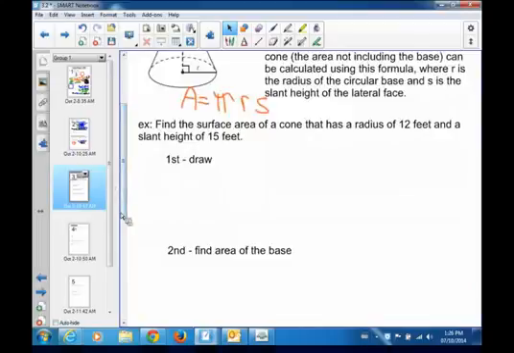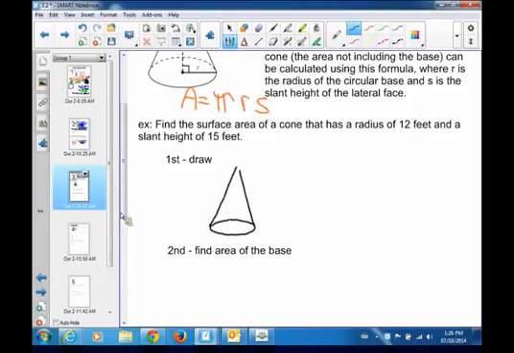Find the surface area of a cone. It has a radius of 12 feet. Slant height, 15 feet. I want to draw this first. Draw it. So that's what we're talking about.